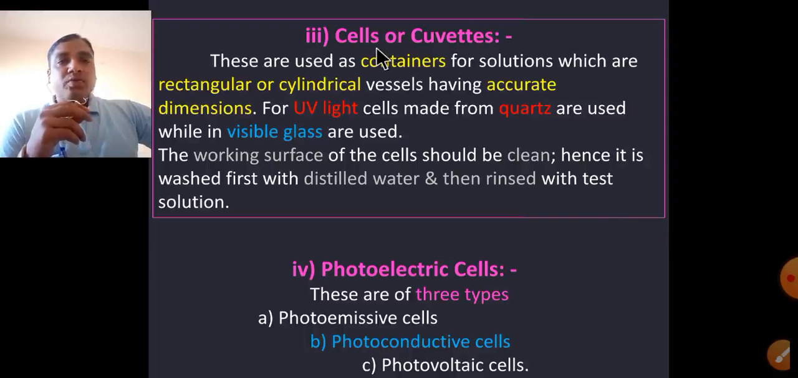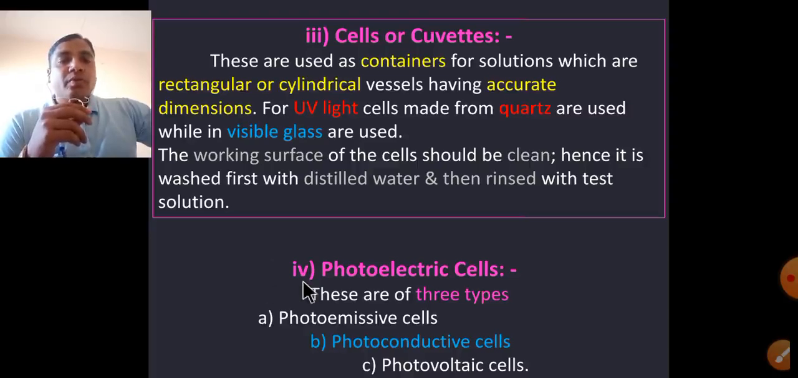Cell or cuvette, third point, cells or cuvettes. These are used as containers for the solution, which are clean rectangular or cylindrical vessels having accurate dimensions. For UV light, cells made from quartz are used, and for visible light, glass is used. The working surface of the cell should be clean, hence it is washed first with distilled water and then rinsed with the test solution.